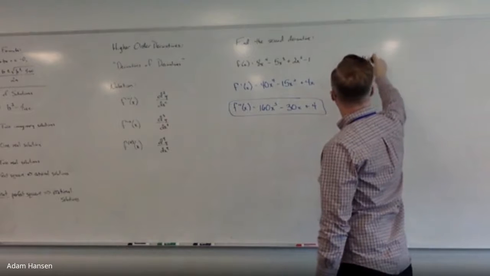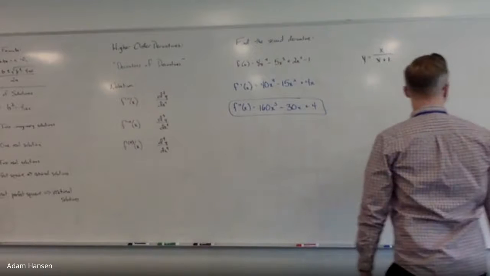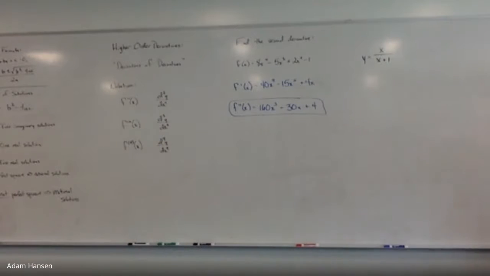Try a little bit harder one. Y equals x over x plus 1. Let's take the second derivative of y equals x over x plus 1. How do I find the first derivative? What rule would be necessary to apply? Quotient rule, because I have the quotient of two functions, x divided by x plus 1. If I sing it out loud to myself, low d high minus high d low, all over low squared.